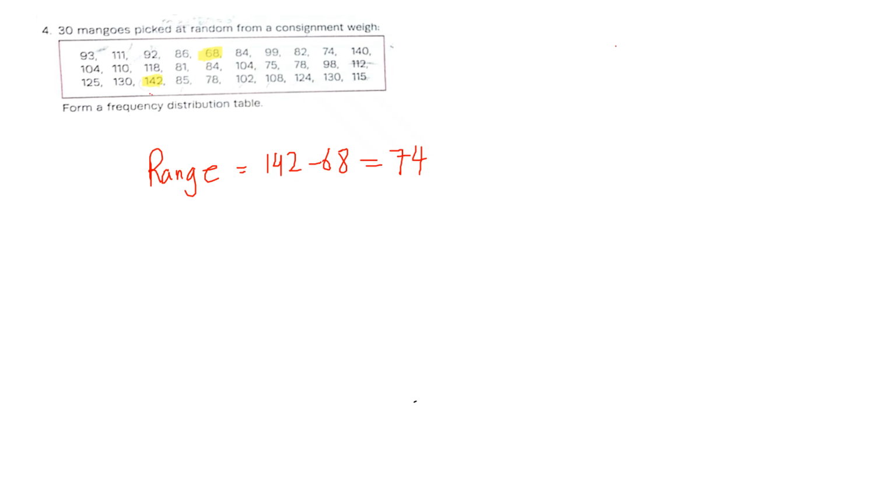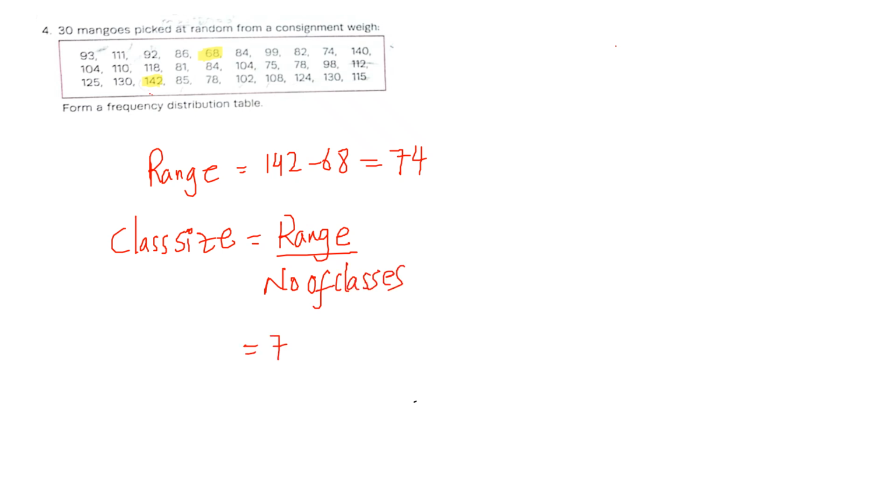Okay, now after finding the range, we have to come up with the class size. Class size means the length, or how many units will be there in one class interval. I can find this by dividing the range by the number of classes. Now the range is 74, and the data consists of 30 values. So according to 30 values, I should keep a group of 6. This is basically your assumption.